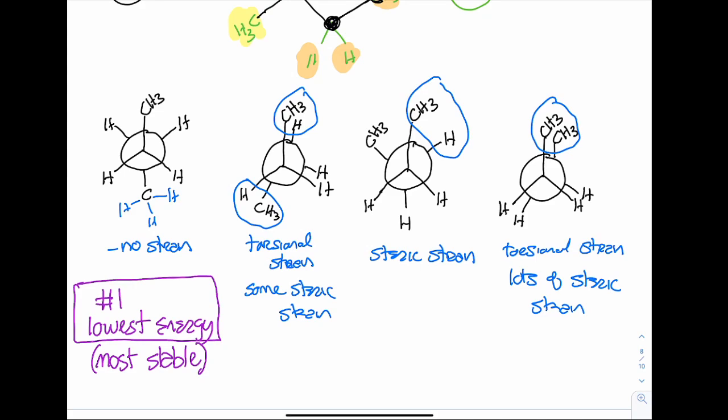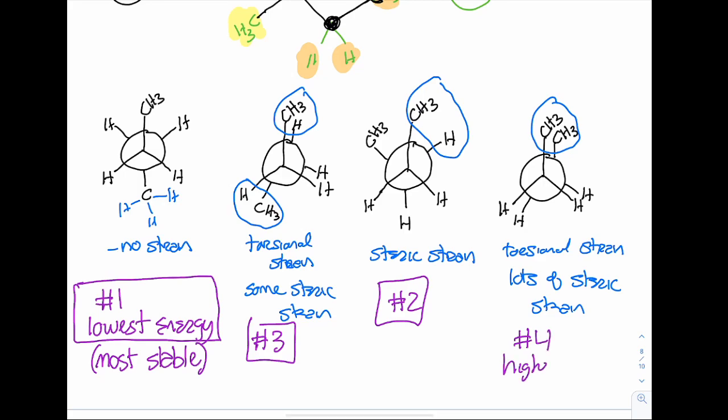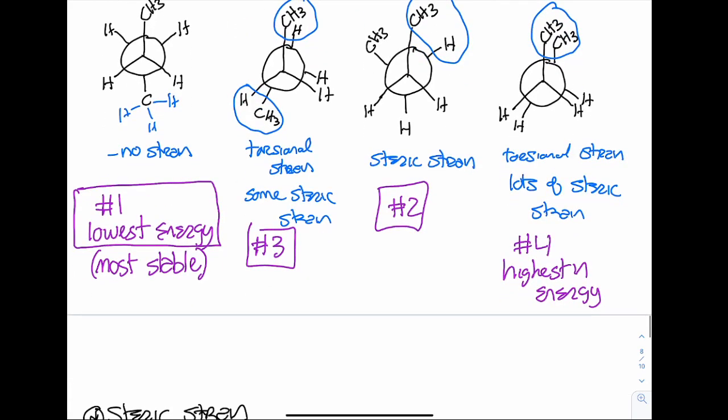Which one's going to come next? What's your instinct? Okay, hopefully you said this one. It just has steric strain. This one has steric strain and some torsional, so number 3. And then this one is pretty dang ugly. Number 4. This is my highest in energy. Right, it's my least stable.